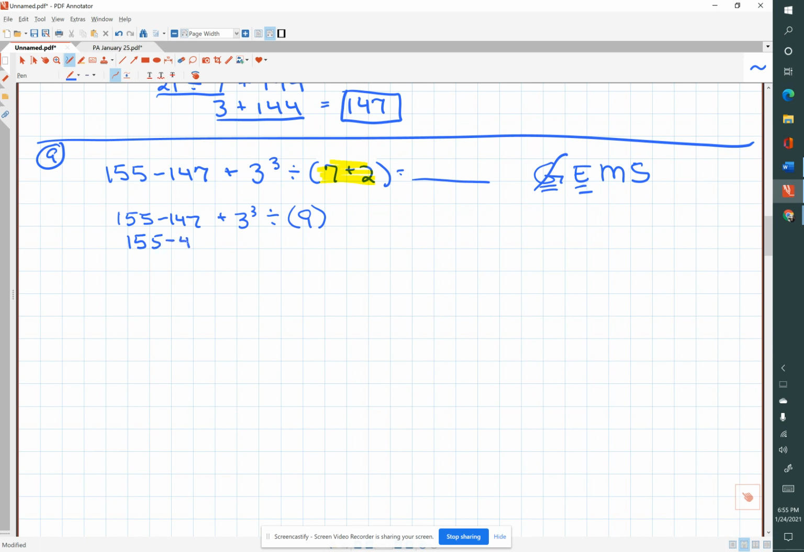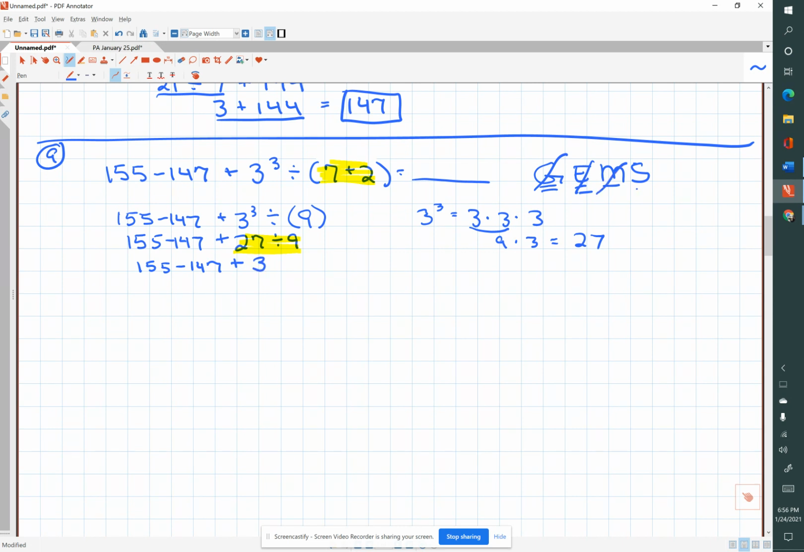155 minus 147 plus 3 to the third is 3 times 3 times 3. 3 times 3 is 9, and 9 times 3 is 27, divided by 9. Now we have to do all of the multiplication and division, which would be, we have division right here, so we'll work on that next. 155 minus 147 plus 27 divided by 9 is 3.